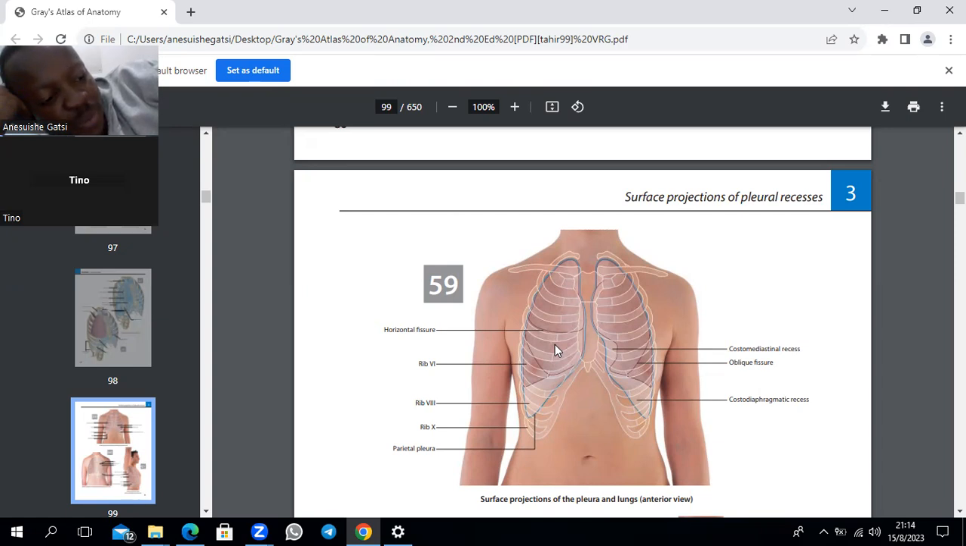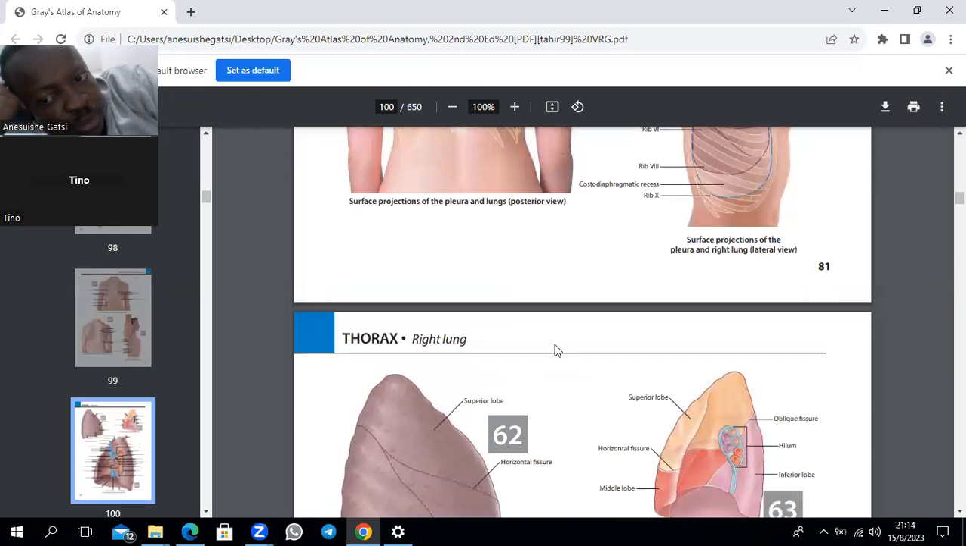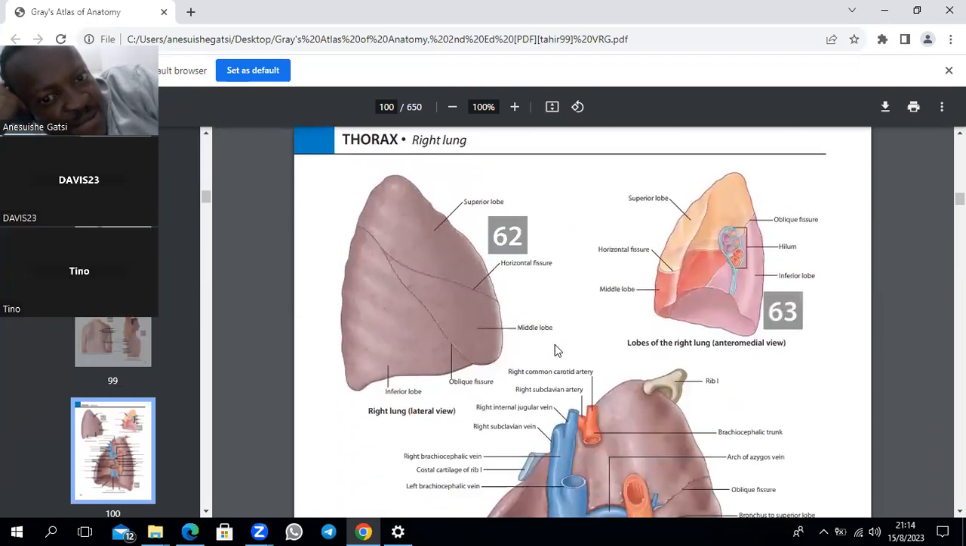Then, which lung is larger than the other, guys? Right lung. Which one's heavier than the other?